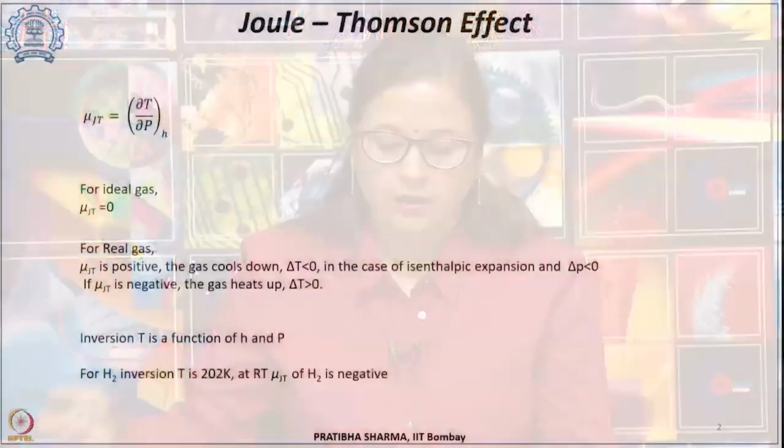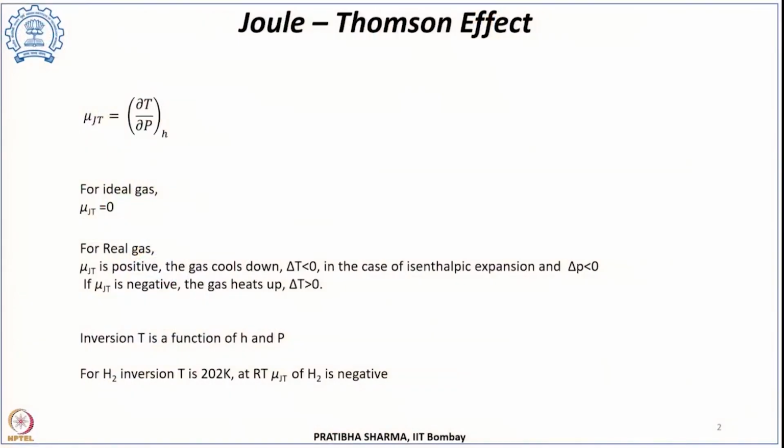Joule-Thomson effect. Now, when there is an adiabatic throttling at a constant enthalpy through an insulated porous plug, the expansion is known as Joule-Thomson expansion. Depending upon whether the temperature of the fluid or gas increases, decreases or stays constant, the effect is known as Joule-Thomson effect. And the Joule-Thomson coefficient is given by the change in temperature with the change in pressure at a constant enthalpy.